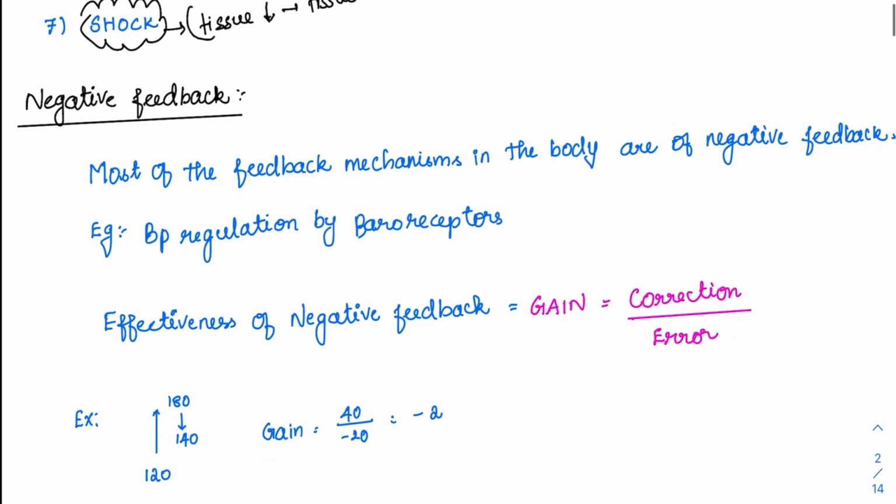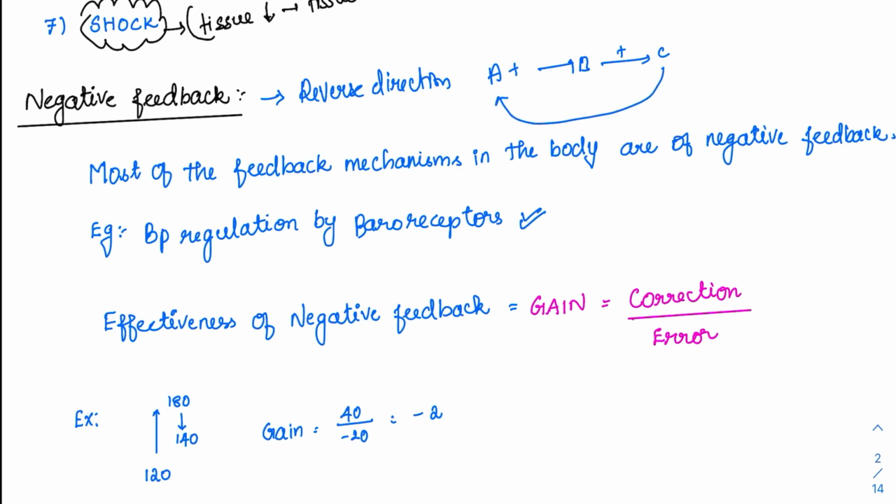Now coming to the negative feedback. Apart from these examples, everything else that is happening in the body is a negative feedback mechanism. One of the classical examples that is studied is BP regulation by the baroreceptors. Whenever there is a rise in BP, the baroreceptor senses it and decreases the BP. At the same time, whenever there is a fall in BP, it will try to increase the BP. So here the event is happening in a reverse direction. In a similar example, A is stimulating B, then B is stimulating C. This ultimately should inhibit the first part, and that is the negative feedback mechanism.